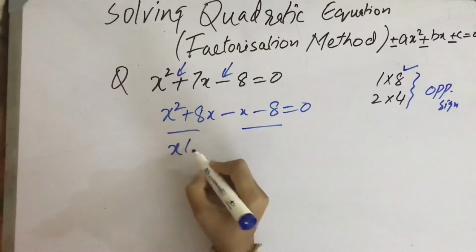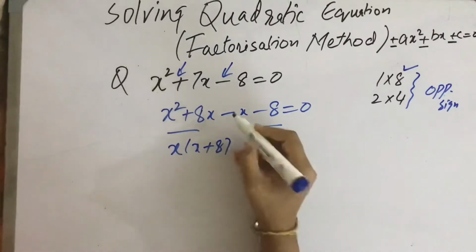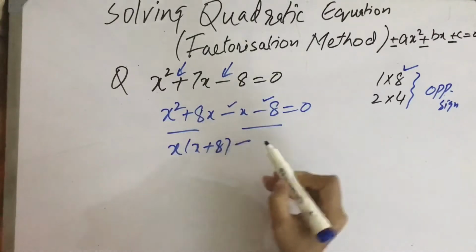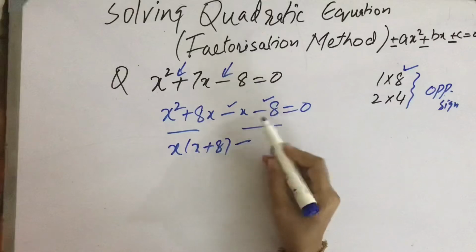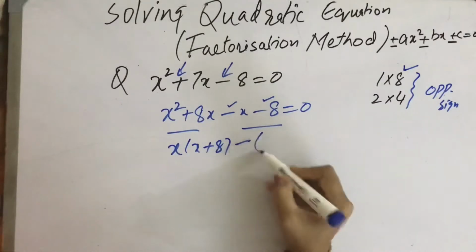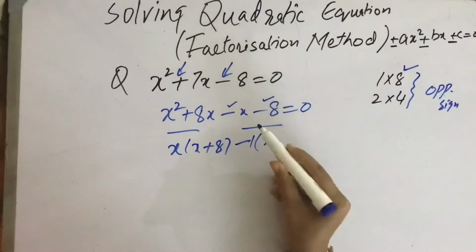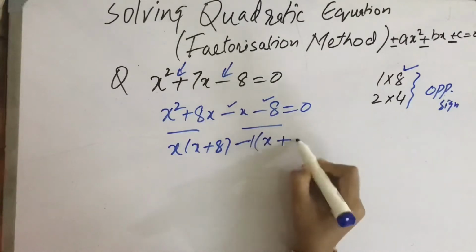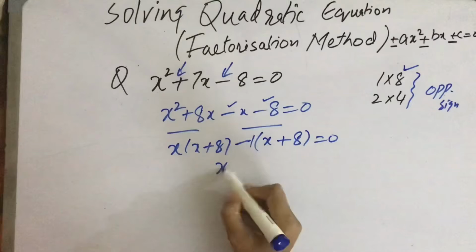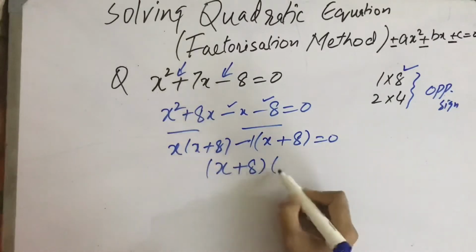I shall take x common, x plus 8. Here I shall take minus common, negative sign common, and nothing else. So I can take 1 here, or even I can leave this 1 or put it for your convenience. And now this is x and this is 8. So finally we have x plus 8 and x minus 1.